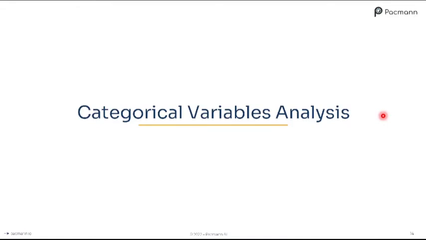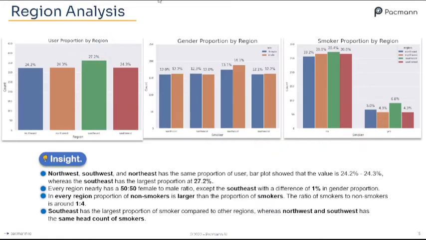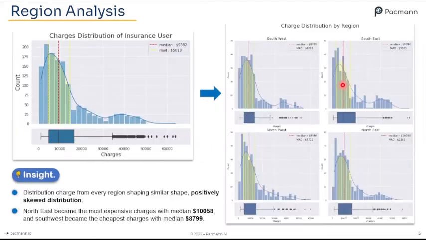Next, we will look at the categorical variable analysis. This part of the region analysis shows us that there is nearly even distribution of people in every region. There is also a nearly even distribution of gender for every region, and a nearly even distribution of smoker and non-smoker people in every region. A slight difference exists in the Southeast region. Also, the ratio of smoker to non-smoker people is 1 to 4.